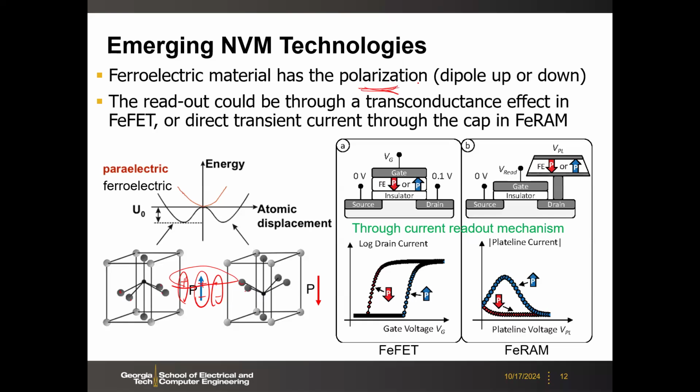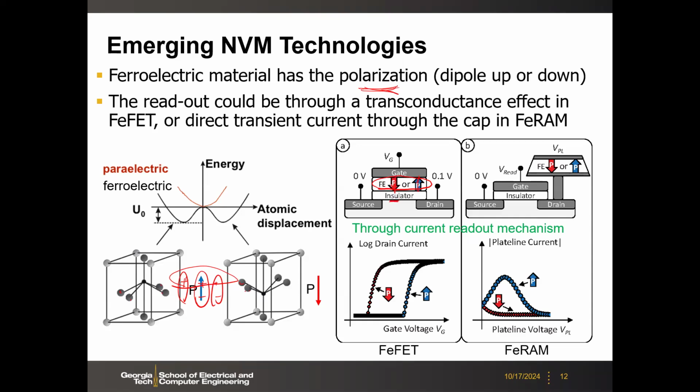So there are different ways to use this property to do the memory device. One is this FeFET, okay, ferroelectric field effect transistor. So it's similar to the MOSFETs. The only difference is that here in the gate stack, you integrate the ferro material. And then you can have all the dipoles up and dipoles down. That means you are going to modulate the threshold voltage of the underlying channel.